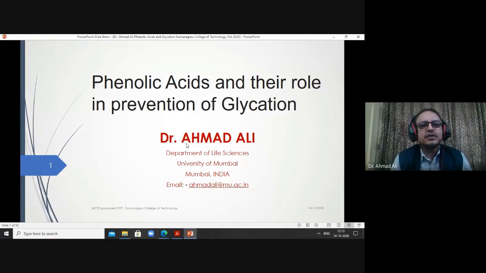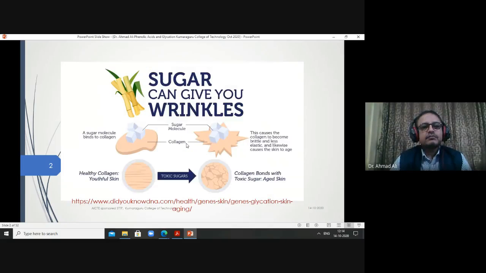So, as sir mentioned, the whole theme of the CTP is phenolic acids and their role in the health promoting activities. So, I'll be talking about the role of these phenolic acids in one of the very important processes which you may have heard of and which we are aware of. So I'll be talking about the role of this group of secondary metabolites in the process of glycation.